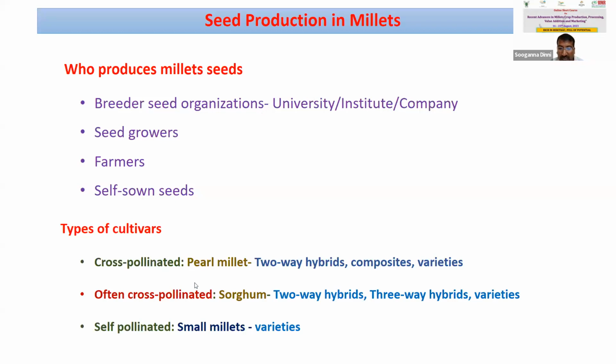Here in millets, we have three categories of crops. The first is cross-pollinated: pearl millet comes under the highly cross-pollinated species, where we have two-way hybrids, composites, and varieties. The second category is sorghum, which is often cross-pollinated, where we have both hybrids as well as varieties. The third category, all the small millets, comes under the self-pollinated category. So seed production in small millets is easy compared to sorghum and pearl millet.